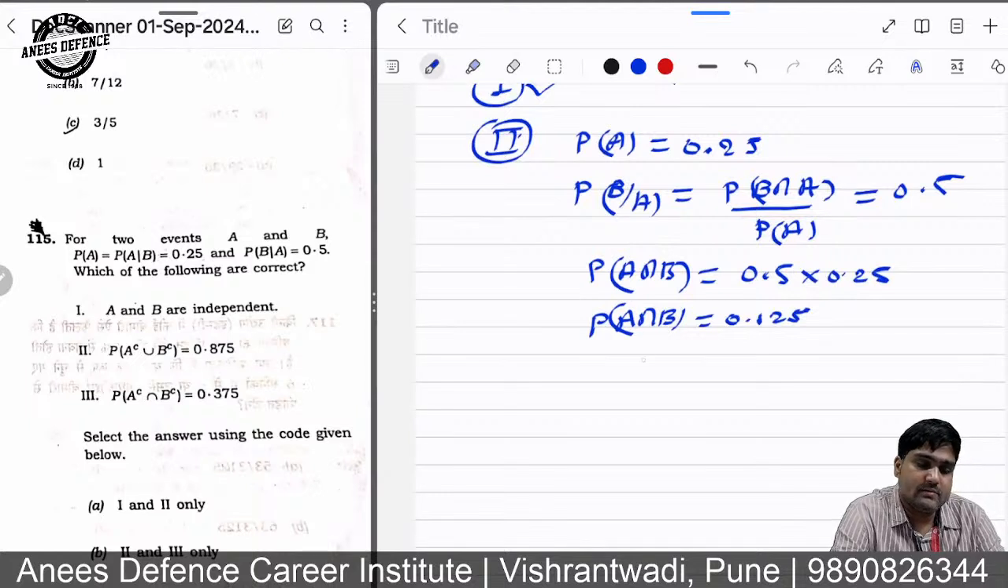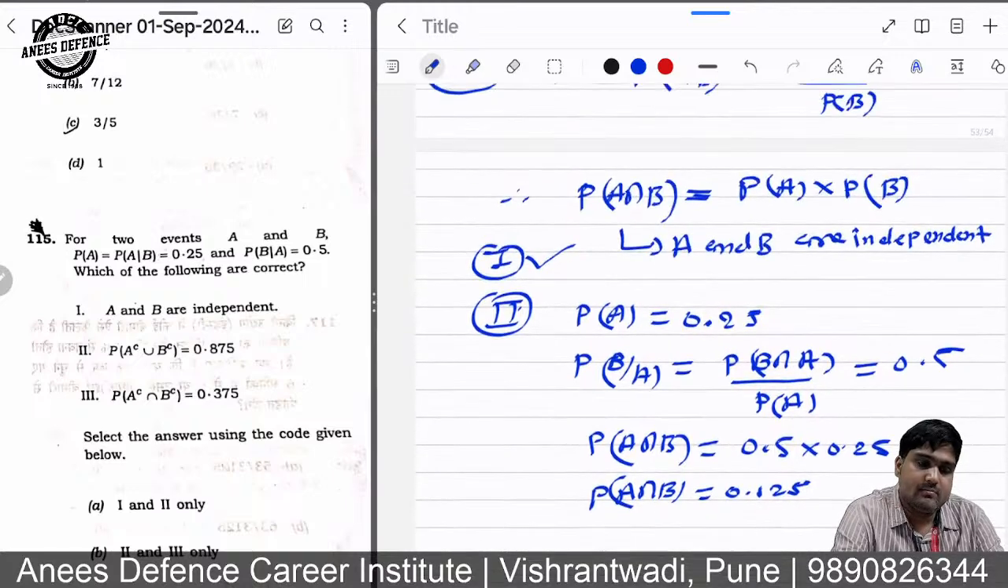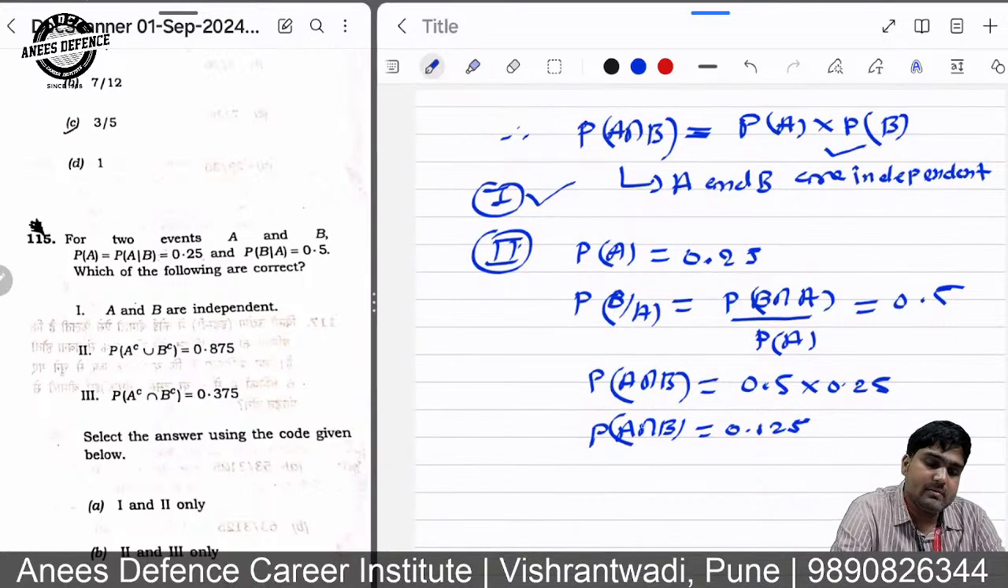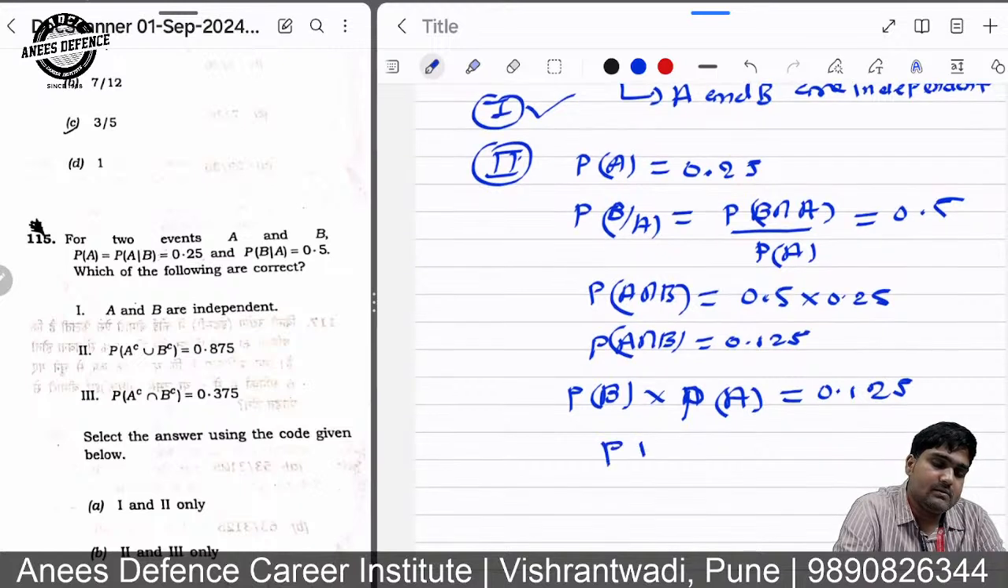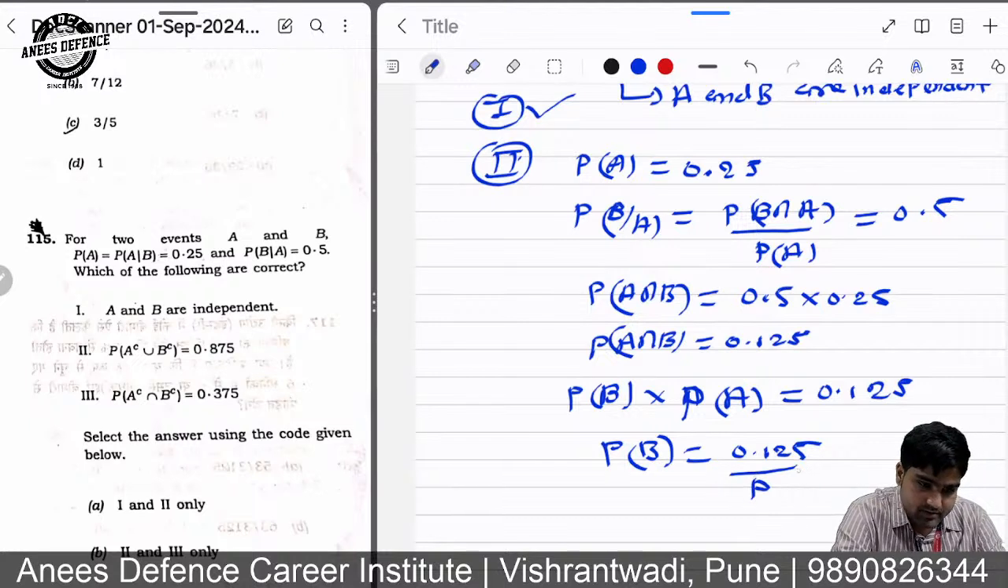So we have probability of A as well as probability of A intersection B. We can calculate probability of B from here. The events are independent, so probability of B into probability of A is also equal to 0.125. So probability of B is 0.125 upon probability of A. Probability of A is 0.25, so when we divide, it gives 0.5. Now we have the values of probability of A intersection B as well as probability of B.